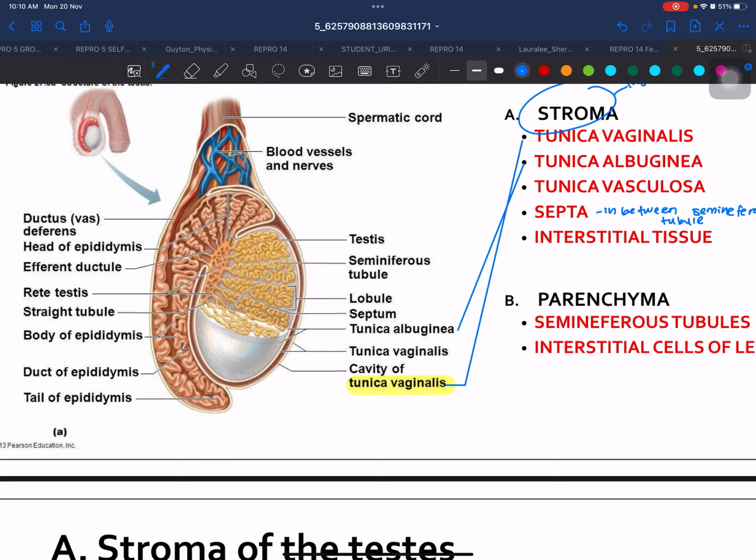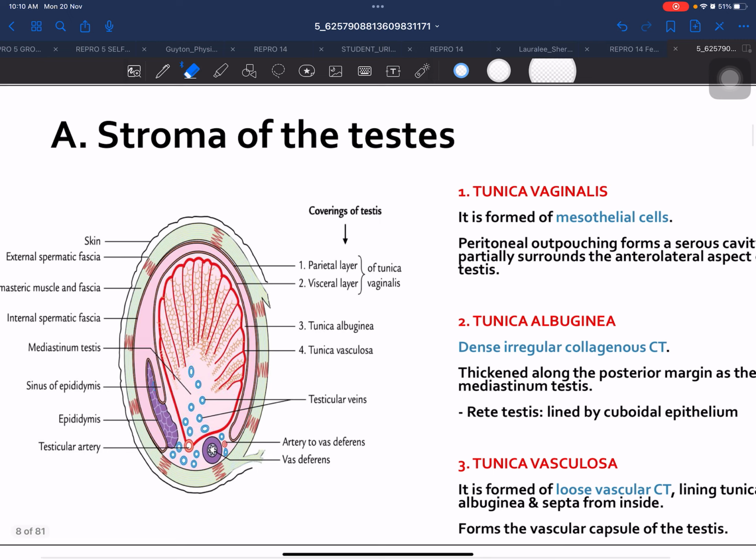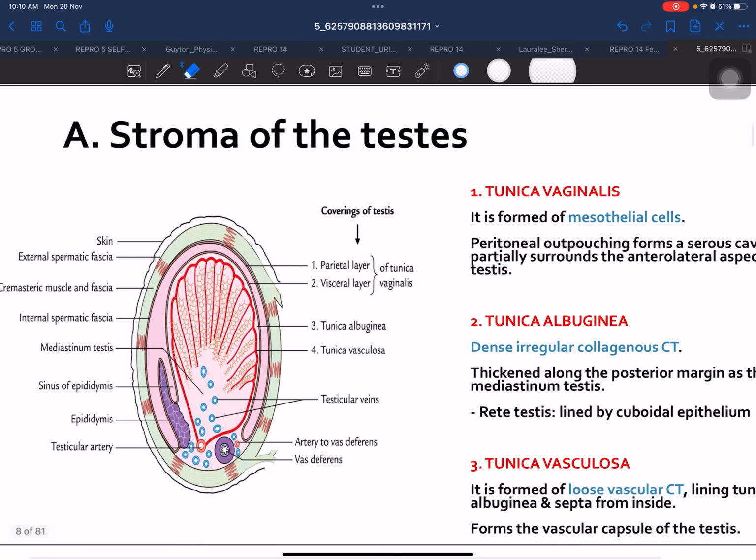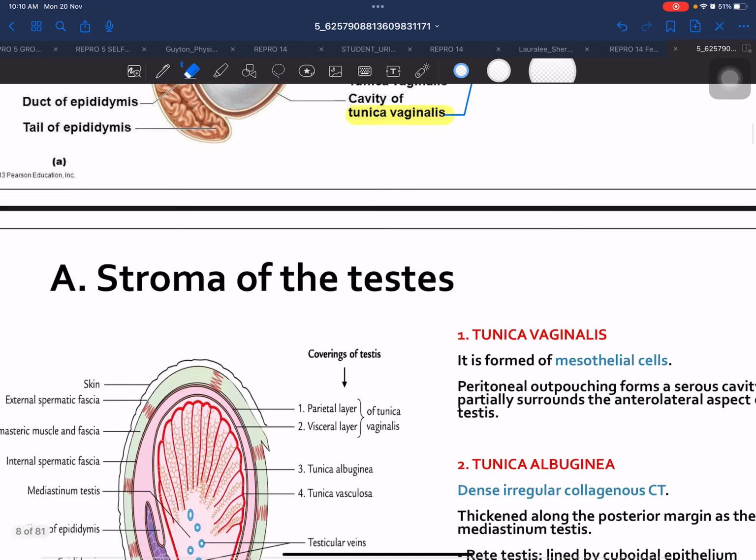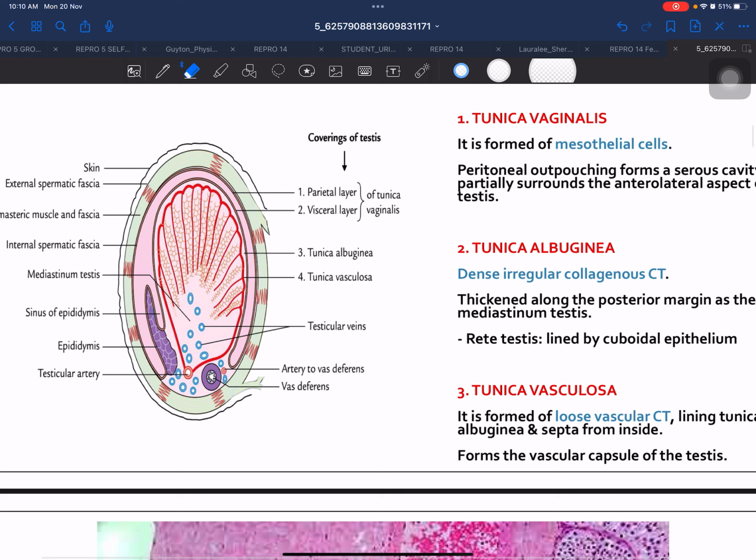So these are the tunica vaginalis, albuginea, and septum. And these are the seminiferous tubules. Okay, so what is the tunica vaginalis? These are the tunica vaginalis. Again, there are 2 layers, the parietal layer and the visceral layer. The tunica vaginalis is made of mesothelial cells.